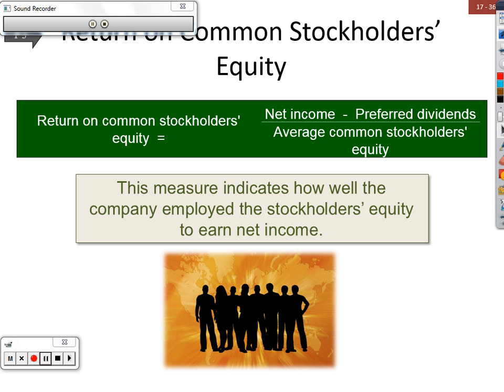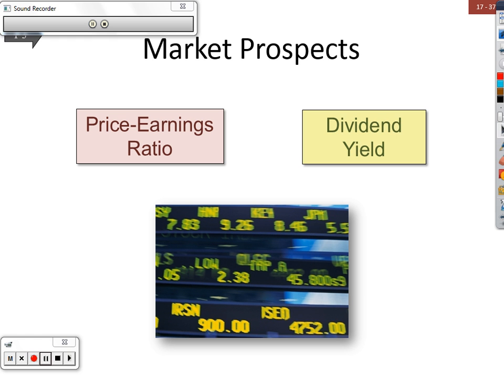So take net income, subtract preferred dividends. Notice we didn't say common, because we know the common people are the last to get paid. But net income minus preferred dividends divided by average common stockholders' equity. So you're trying to figure out if the company is really, with the net income that they're earning, able to pay the stockholders and give the stockholders a return, or are they just holding on to it, or are they not making enough?